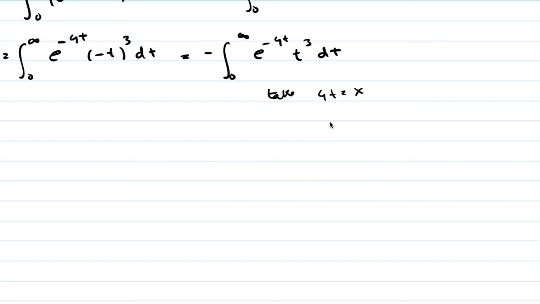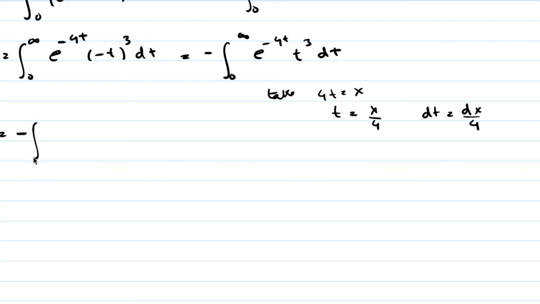Okay, if 4t is equal to x, this is going to mean what? This is going to mean that t is equal to x divided by 4. Okay, if this is x divided by 4, now we have to find what is going to be our dt. So our dt is going to be equal to dx divided by 4. Then we can come here and continue solving our problem.